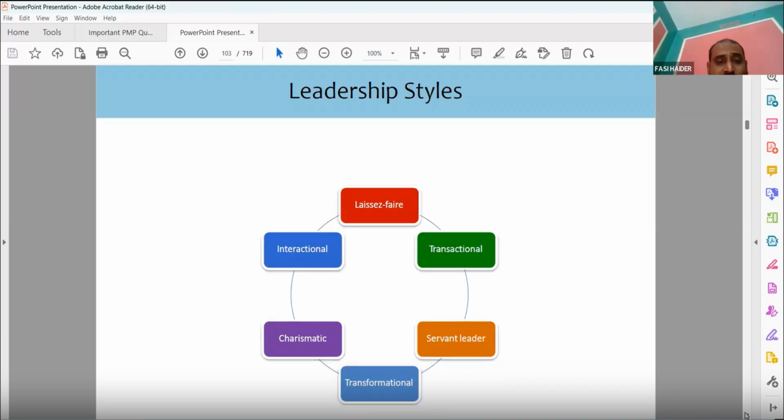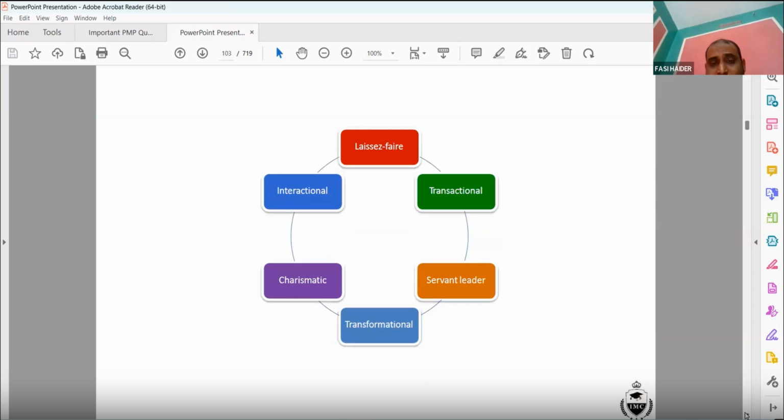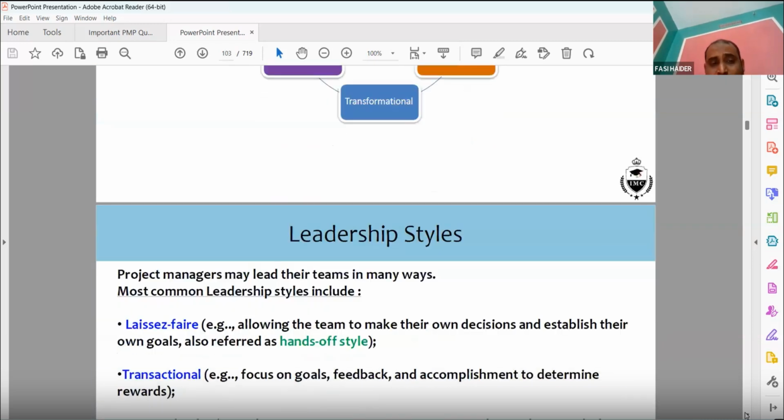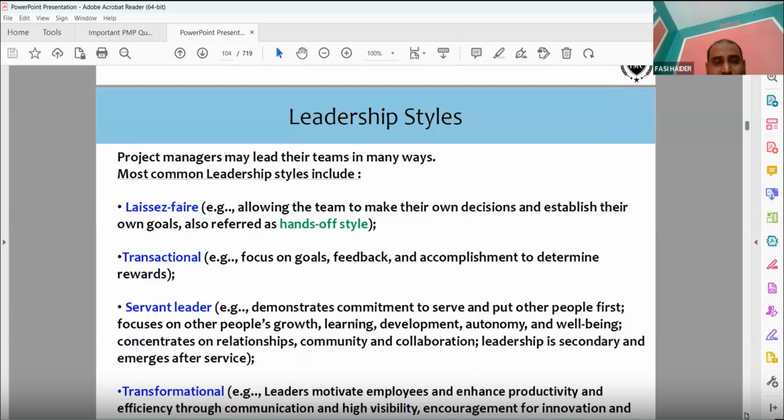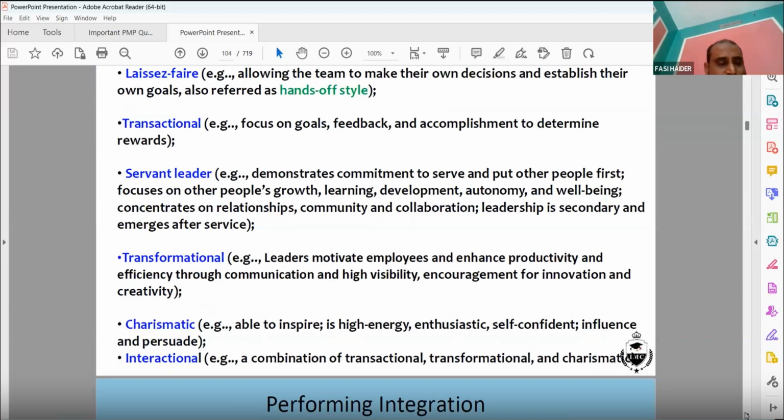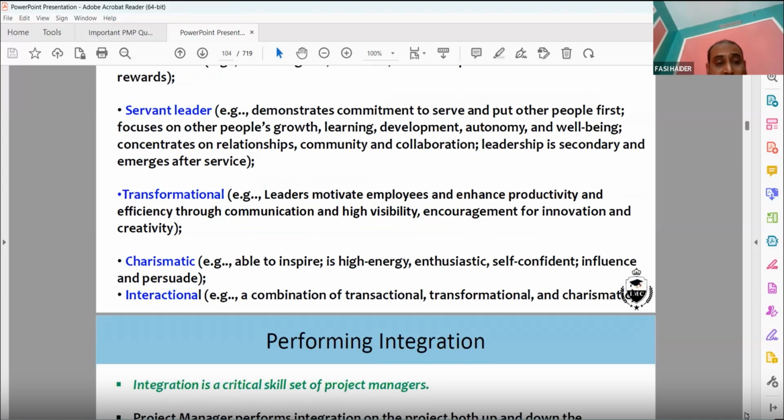Leadership styles: laissez-faire, interactional, transactional, charismatic. So we studied what laissez-faire is: you give the people a free hand to do the job. Transactional is just based upon the task. Servant leadership: you are behind the curtain. You want to help society. You are not in the limelight.